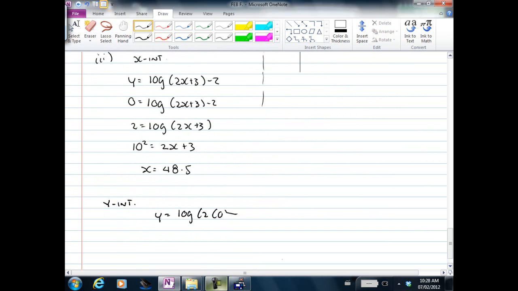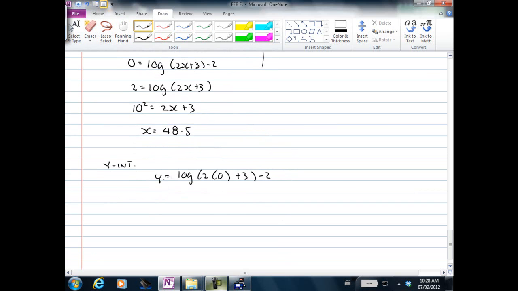Oh, my pen's run out. There we go. 2 times 0 plus 3, minus 2. Okay, again, no tricks. I keep it simple. I'm going to solve this. Y equals log of 3 minus 2. Ryan, what do you get for y-intercept?